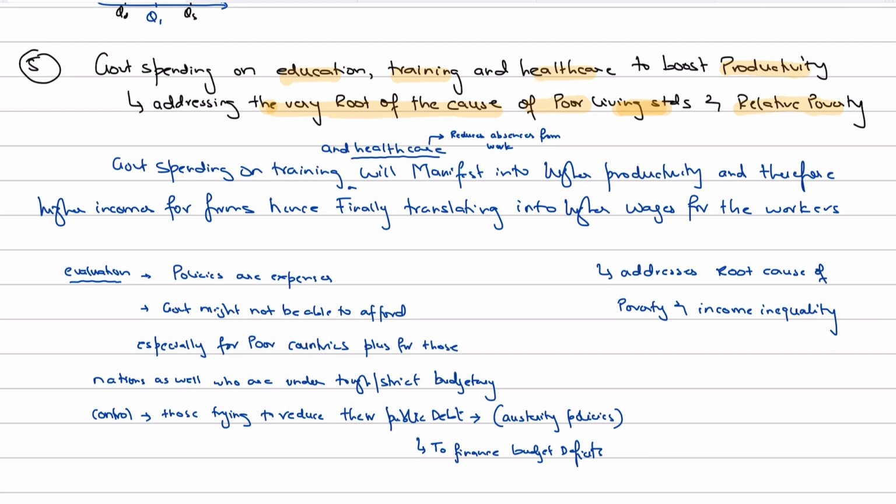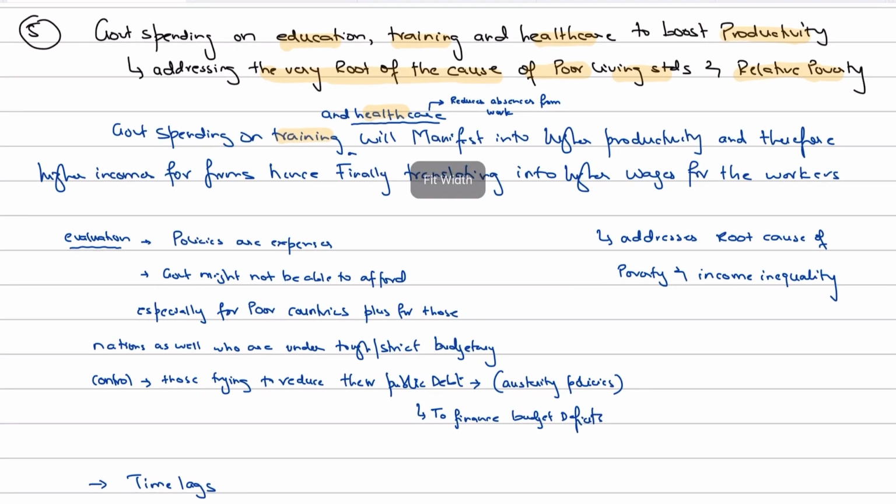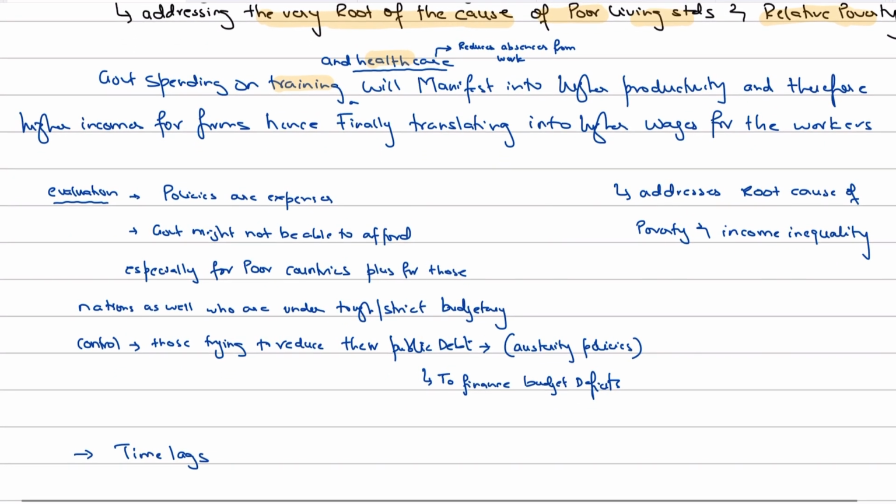Right. So the government could basically increase spending on training, on education, on healthcare, and ultimately you need to relate it. Don't just say that the government will do this. Explain, analyze, create the chain of analysis. How will this reduce income inequality?